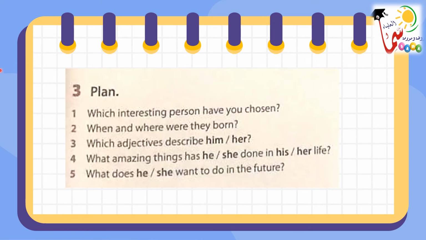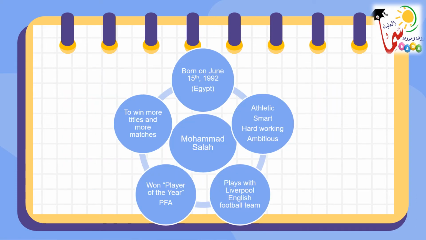Now, let's start planning our writing. Here we have a number of questions that we have to answer. Which interesting person have you chosen? When and where were they born? Which adjectives describe him or her? What amazing things has he or she done in his or her life? And what does he or she want to do in the future? This is how I made a chart, so I want to plan for my writing.